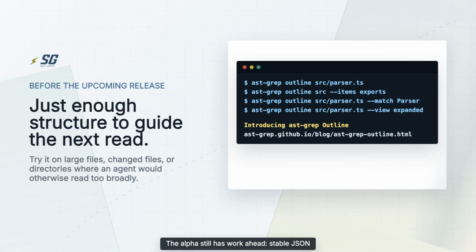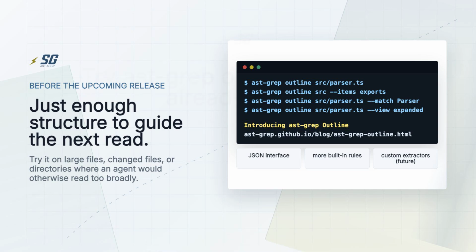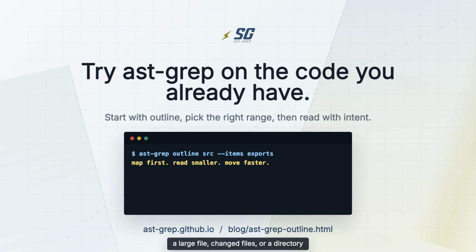The alpha still has work ahead: stable JSON output, broader built-in rules, and a future path for custom extractors. The goal is better maps, not a bigger semantic engine. Try ast-grep outline where broad reading hurts: a large file, changed files, or a directory an agent would otherwise scan blindly. Start with structure, then read with intent.